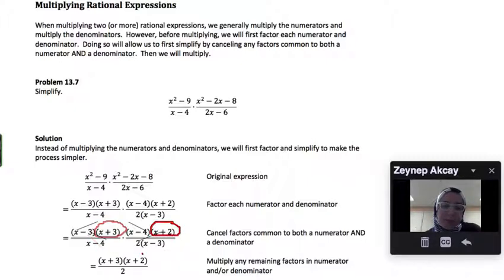So we multiply them. We write them in the numerator. Whatever we are left with in the denominator, we just carry it to the denominator. So we don't need to multiply the two parentheses in the numerator. We can leave them in the factored form. We don't need to worry about multiplying them.